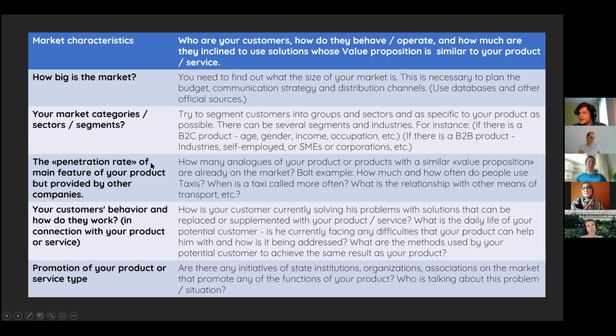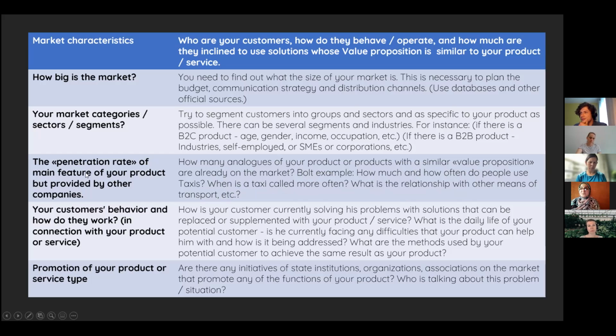Next is the penetration rate of the main features of your product, but provided by other companies. As I mentioned with traveling from A to B, how many analogs of your product, or products with a similar value proposition, are already in the market? In the Taxify Bolt example that I showed you with the picture, how much and how often do people use taxis? When is a taxi called more often? And what is the relationship with other means of transport, like public transport?